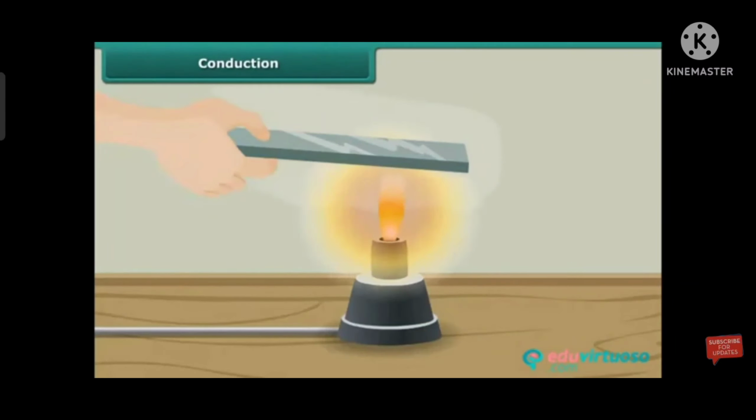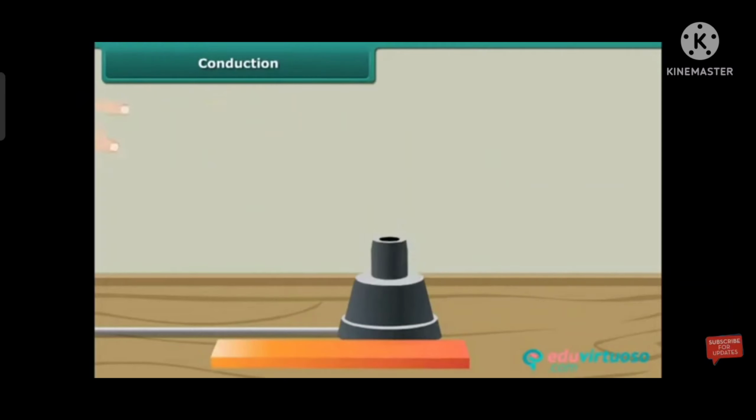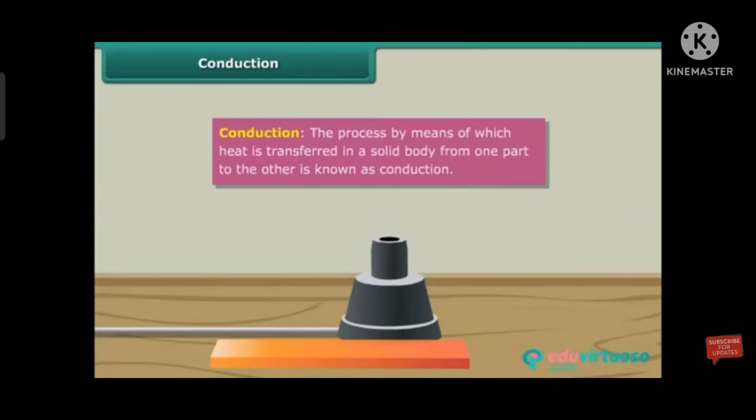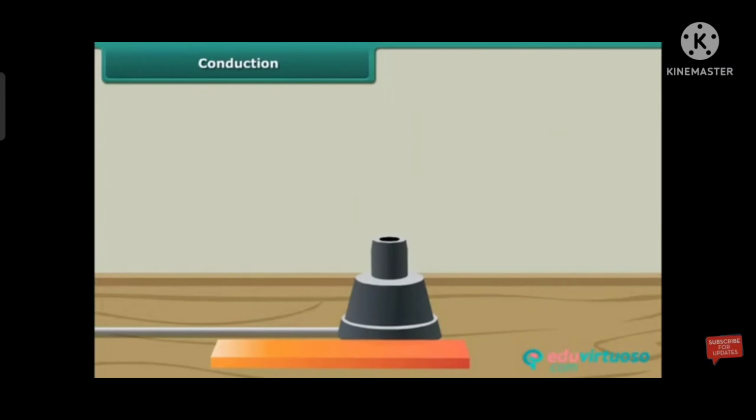Let us perform an experiment. Take a metal rod, hold one end and heat the other end. In the beginning, the end of the rod in the hand is not hot. However, very soon we find that the end becomes hot and we are not able to hold the rod any longer. It means that some heat has been transferred. The process by means of which heat is transferred in a solid body from one part to the other is known as conduction. Conduction happens mainly in solids. Note that conduction is not possible in vacuum.